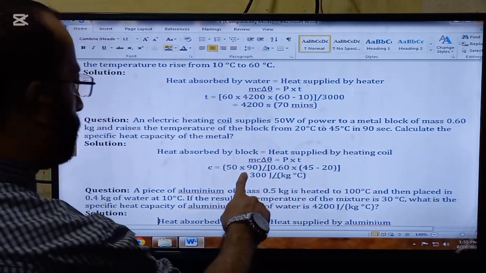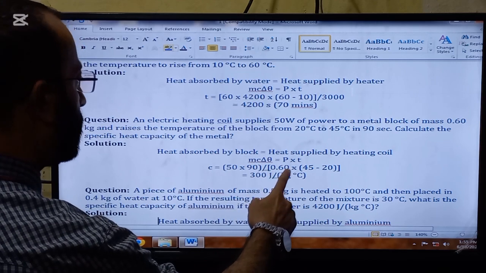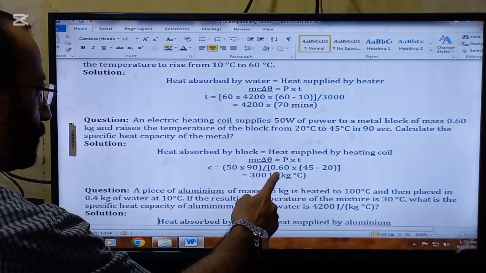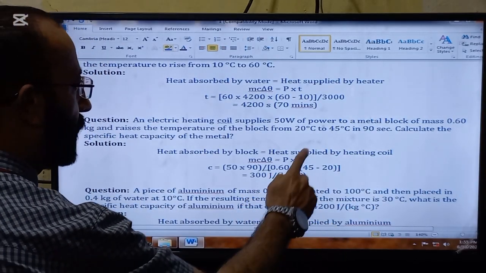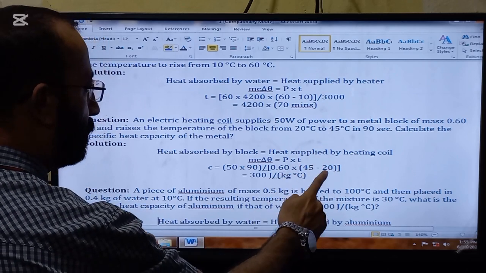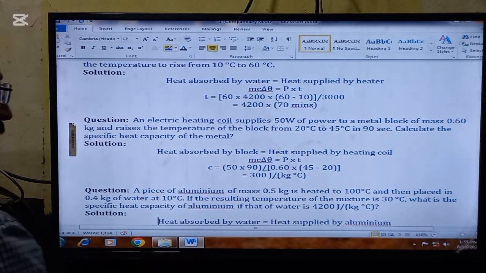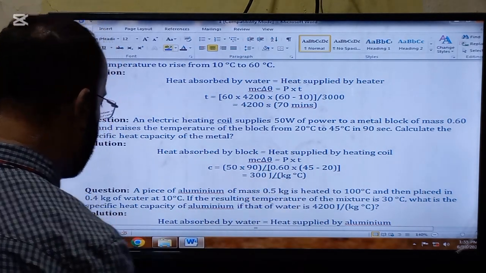time is given, that is 90 seconds, then m, mass is 0.60, and the temperature change Δθ from 20 to 45 will be 25. So values are put. Now solve it on the calculator, you will get the answer, because this is specific heat capacity. Unit will be joule per kg degree C.